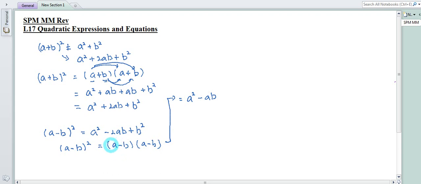Now done for a. Now we focus on negative b. Negative b times positive a, you will get negative ba, and negative ba and negative ab is the same thing. Negative times negative, you get positive b squared. So we combine these two like terms and get negative 2ab plus b squared. Now you understand, right? So (a - b) squared is equal to this one. It's not equal to a squared minus b squared. Be careful with that.